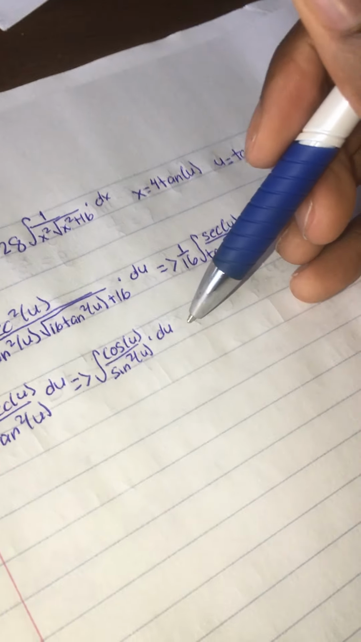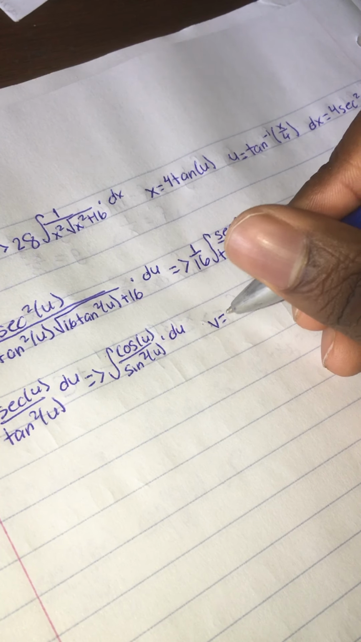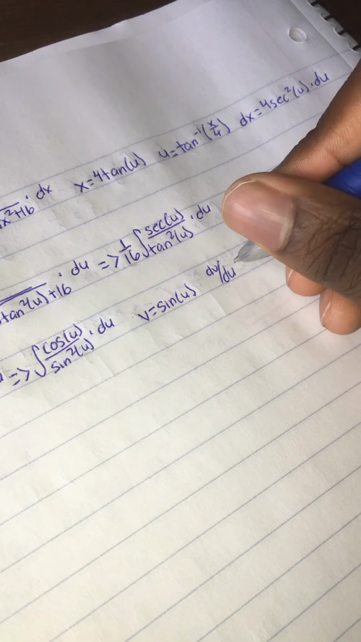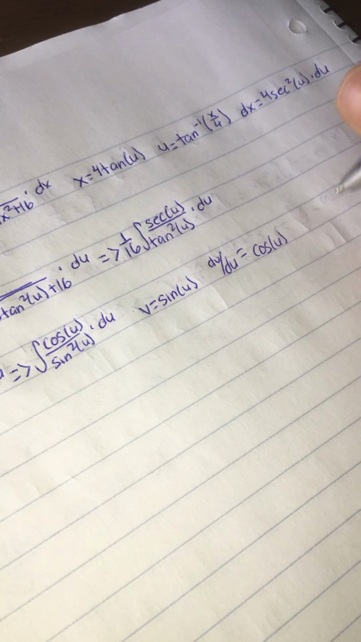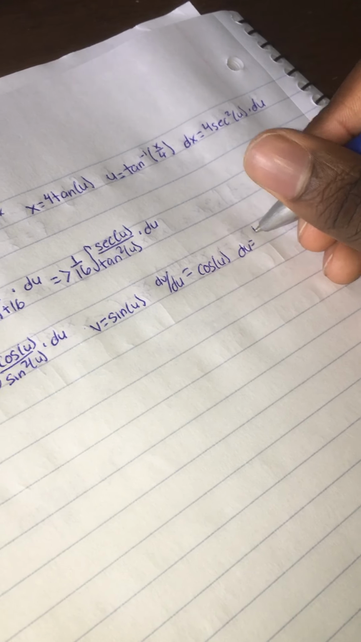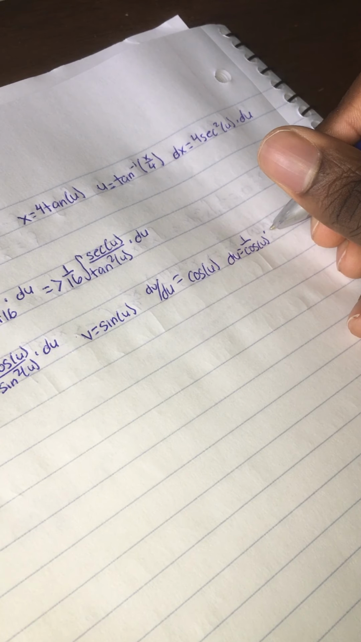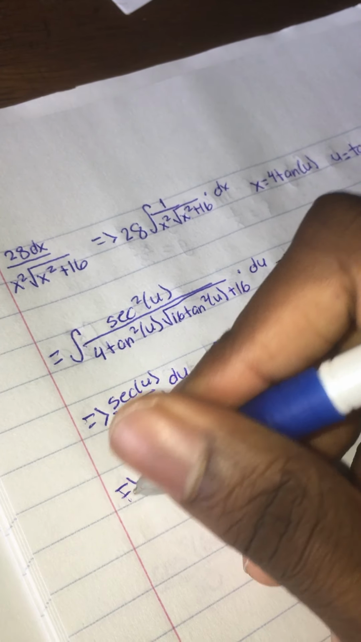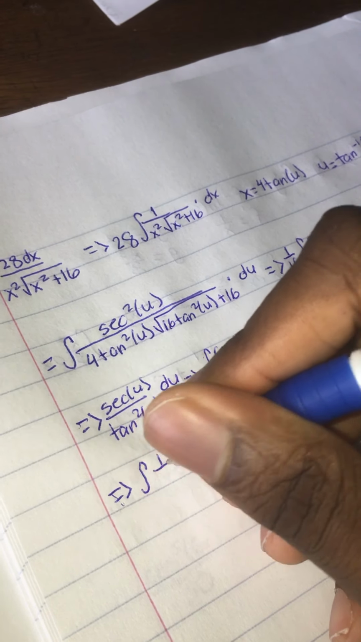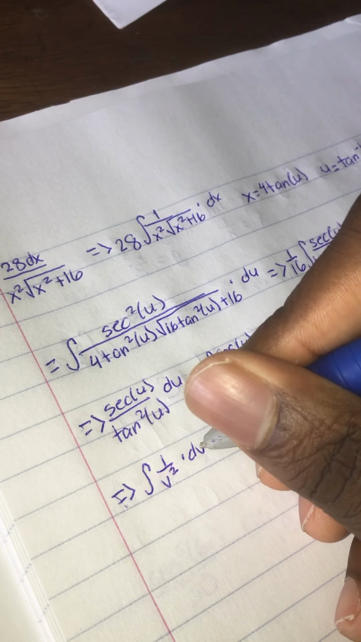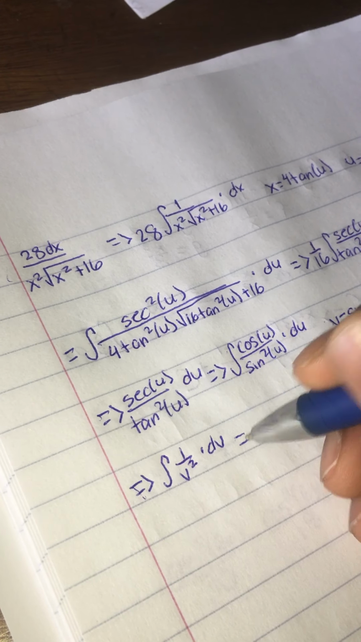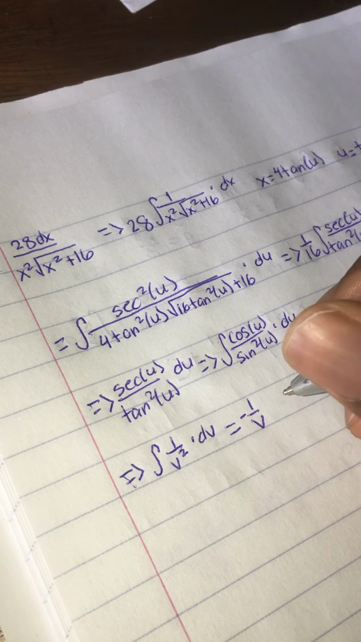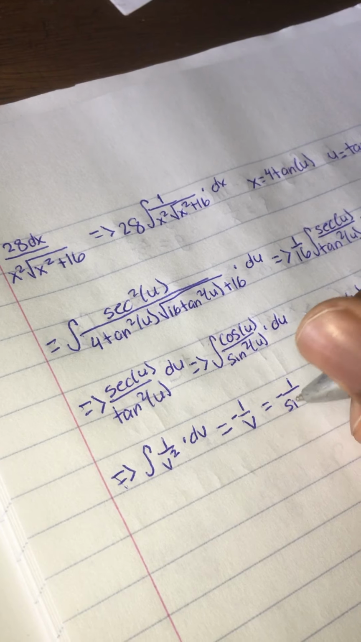And just like we did for the first part, we're going to do it for the second part. We make v equal to sine of u, dv over du is equal to cosine of u, and du is equal to 1 over cosine u times dv. Plugging it back into the equation, it's equal to the integral of 1 over v squared times dv. The antiderivative of that is negative 1 over v, which, plugging it back, is negative 1 over sine of u.